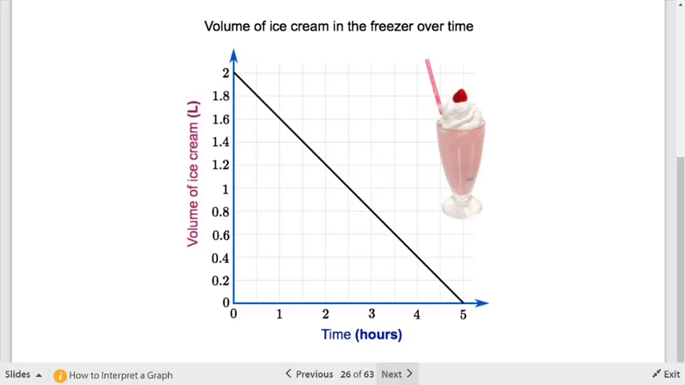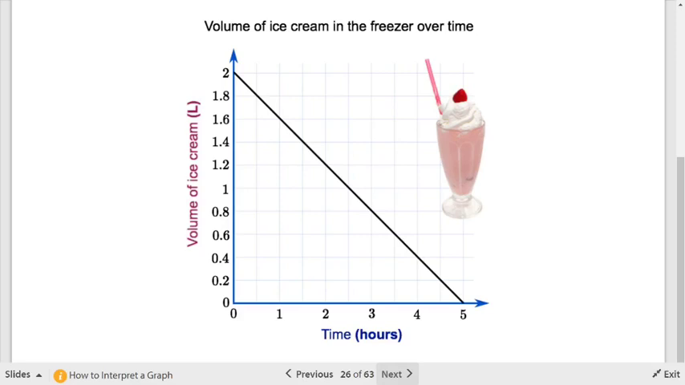Volume of ice cream in the freezer over time. What happens when you put ice cream in the freezer at your house? It freezes. Well, what happens over time? It goes moldy. Well, not at my house. What happens? It's eaten. As you eat it, what happens? You have less and less of it, right?